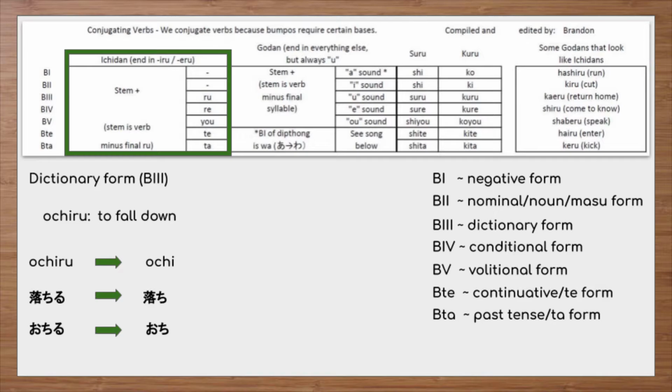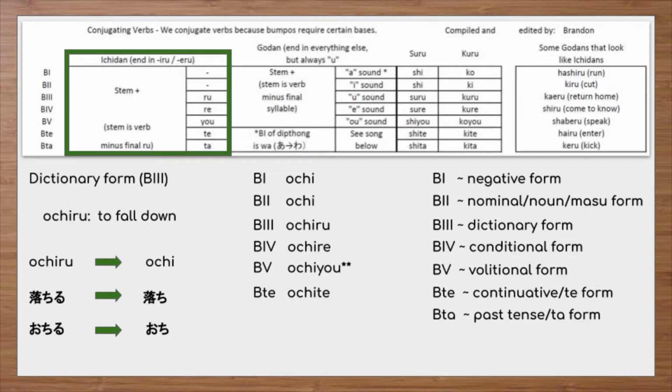Base 1 is stem plus nothing, so ochi. Base 2 is also stem plus nothing, so again, ochi. Base 3 is stem plus ru, the dictionary form, so ochiru. Base 4 is stem plus re, ochire. Base 5 is stem plus yo, ochiyo. Base te is stem plus te, ochite. Base ta is stem plus ta, ochita.